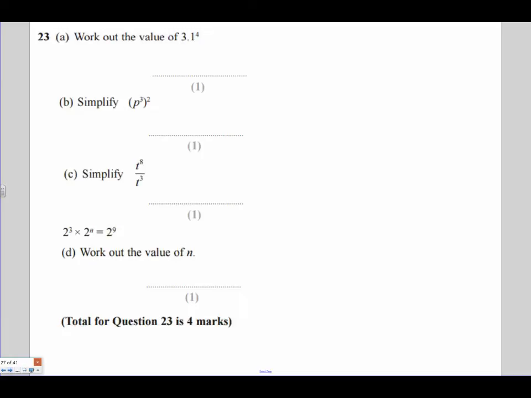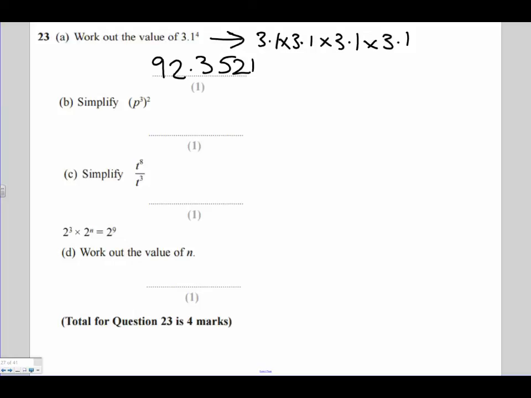Question 23. Work out the value of 3.1 to the power 4. So you need to put into your calculator 3.1 with a power of 4. This means if you were doing it longhand, 3.1 times 3.1 times 3.1 times 3.1. That's what 3.1 to the power 4 means. When you press equals, it will give you 92.3521.